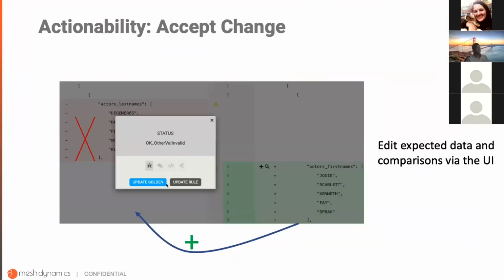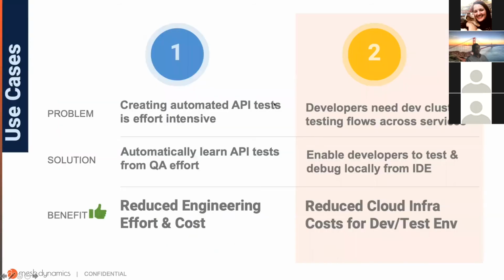And finally, yep, so that's accepting the change. So you can edit the expected data and comparisons via the UI itself. You don't have to actually edit it in any other editor. If you choose, you can, but everything can be done through the UI itself. So let's move on to the second use case.